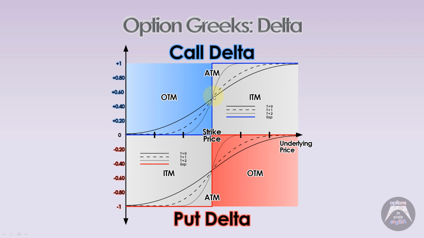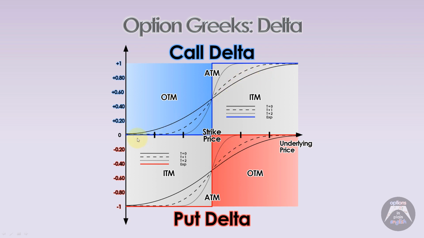Now we know that delta means how much the option is going to change for every dollar that the underlying changes. So we know that the range goes from 0 to 1 for calls and from 0 to -1 for puts, which means as the underlying starts going higher, calls are going to benefit and puts are going to start losing money. How much? Delta is going to tell you that.